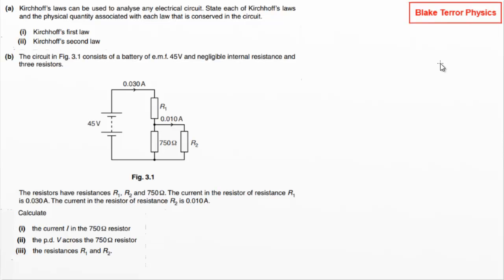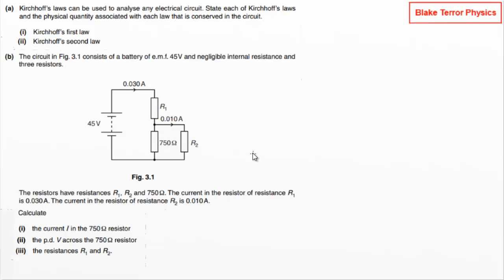Kirchhoff's laws can be used to analyze any electrical circuit. State each of Kirchhoff's laws and the physical quantity associated with each law conserved in the circuit. Right, this just comes up so often, so I'm not going to write it all out. Kirchhoff's first law, this is the conservation of charge one. The sum of the currents into a junction is equal to the sum of the currents out of that junction. Kirchhoff's second law, that's the conservation of energy one. So the sum of the EMFs is equal to the sum of the PDs around a closed loop in a circuit. So those ones should be second nature by the time you've done all your revision on this.